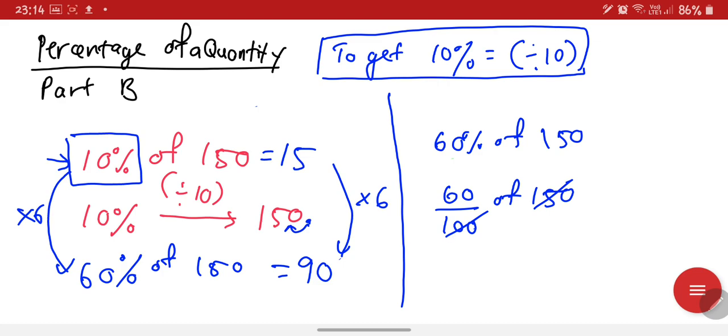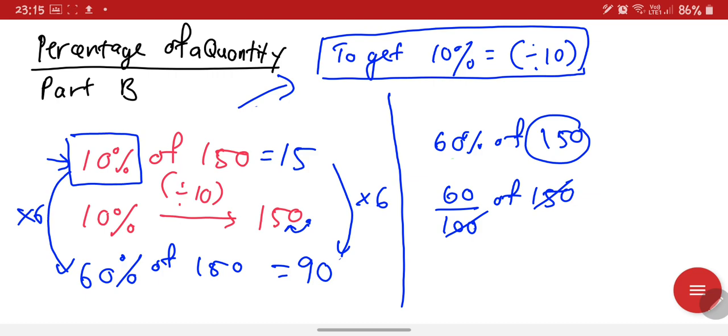So my suggestion, if you're having this kind of number, which is 150, or any 3-digit number that is not a multiple of 100, I suggest you get used to how to get 10%. Okay, how to get 10%. I hope that is clear.